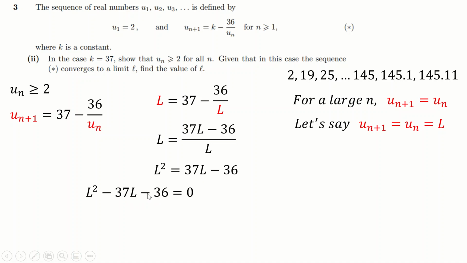Oh my gosh, that should be a plus, shouldn't it? Oh my gosh, I was so close to not making a mistake. That should be a plus. Massive apologies. Just imagine that's a plus. So here's your factorization. And so, of course, you've got the solutions. L is 36 or L is 1.